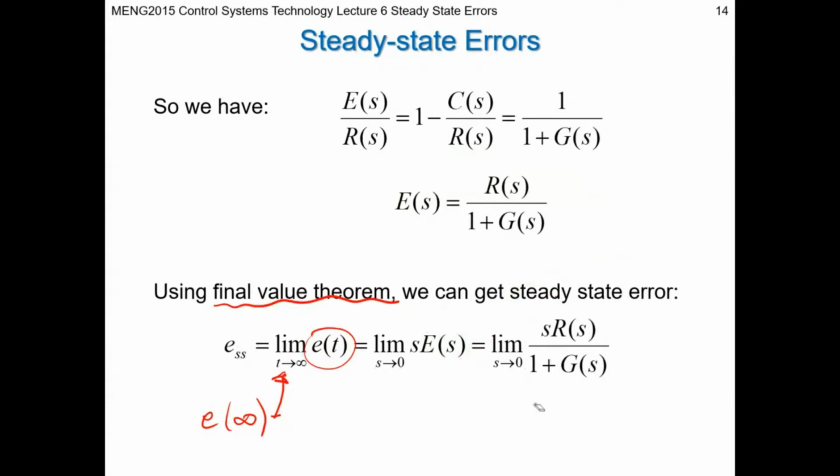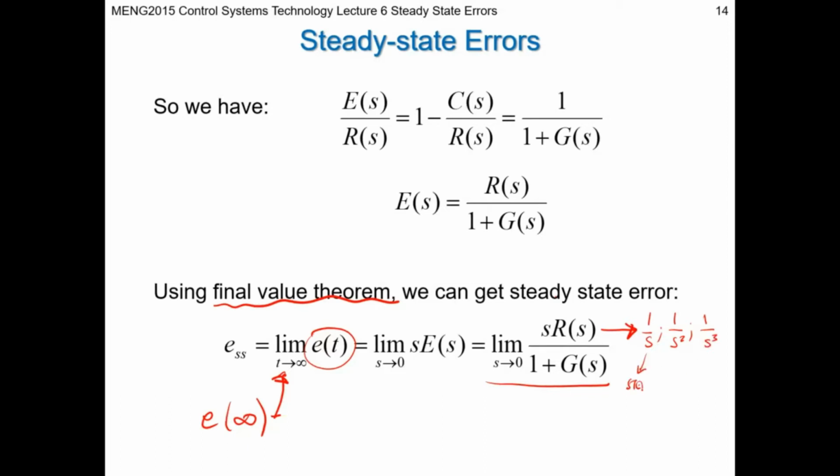Okay, so our final value theorem tells us that our steady state error, E as time goes to infinity, is going to be the limit of S going to 0, S times R(S) over 1 plus G(S). So there are different types of R(S) we might check this with. We might say our input R(S) is going to be a step, 1 upon S. We might say it's going to be a ramp, 1 upon S squared. We might say it's going to be a parabolic, 1 upon S cubed.